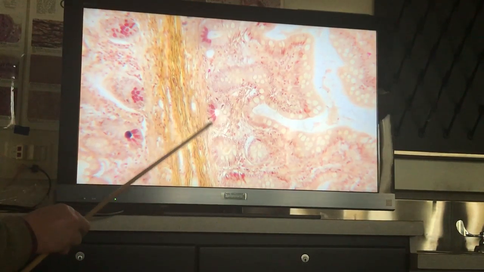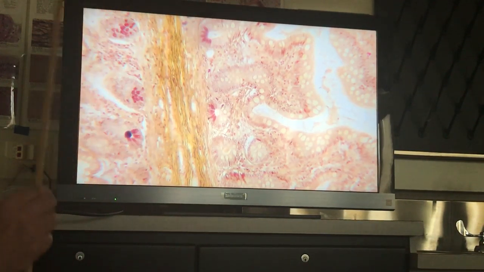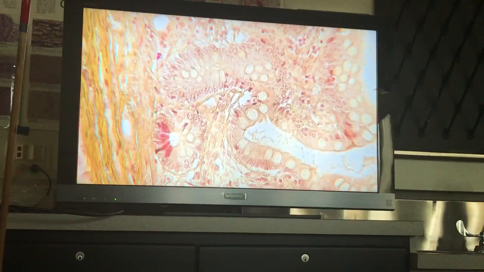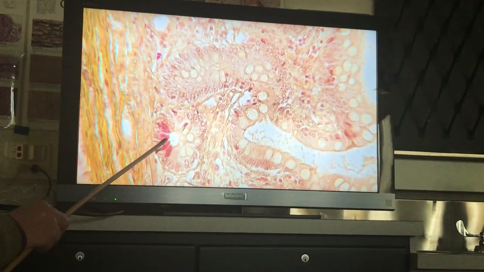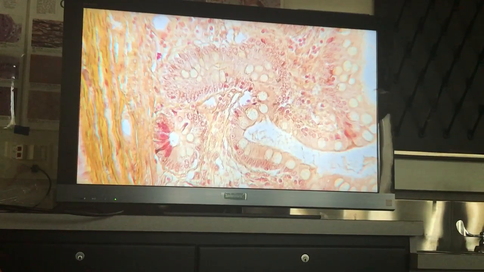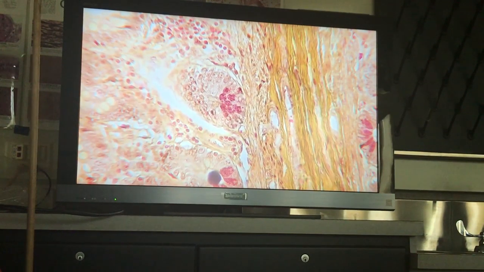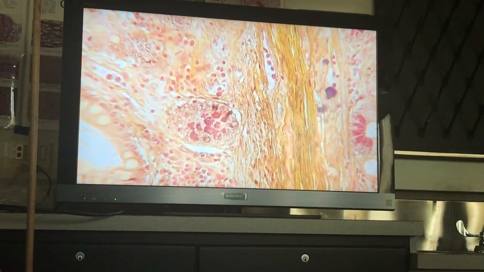This is the bottom of the crypt, and these cells here are Paneth cells, as determined by those antimicrobial eosinophilic granules in the cytoplasm, pointing towards the lumen of the crypt. They have receptors on their cells that will alert them if they need to unload these granules, if there are bacteria that require killing. So here they are.